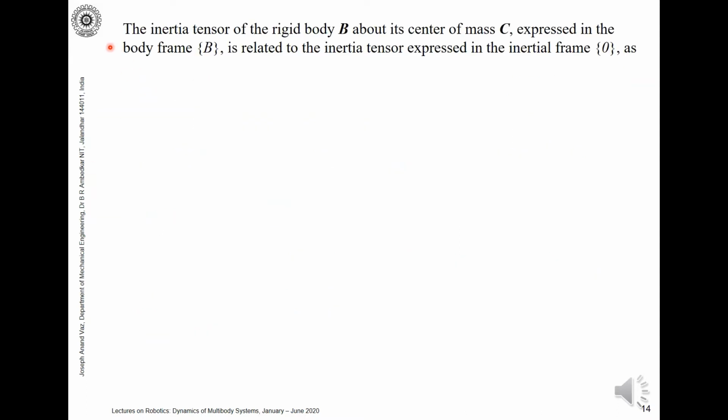The inertia tensor of the rigid body about its center of mass C, expressed in the body frame B, is related to the inertia tensor expressed in the inertial frame 0 as I^B with respect to C expressed in 0 is equal to R_B^0 times I^B with respect to C expressed in the frame B, multiplied by R_B^0 transpose.